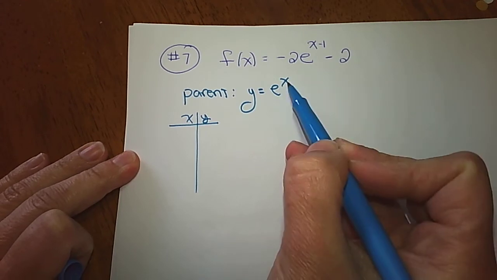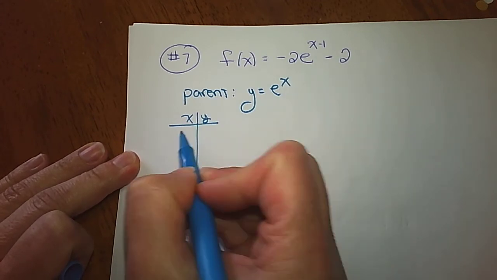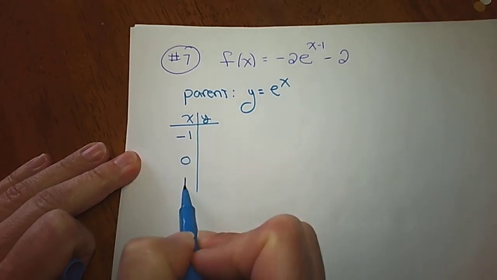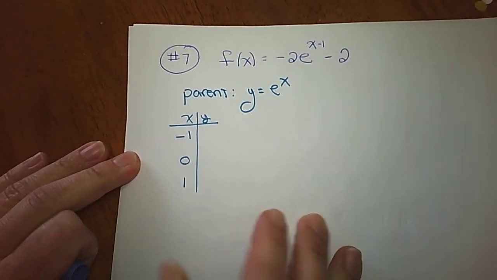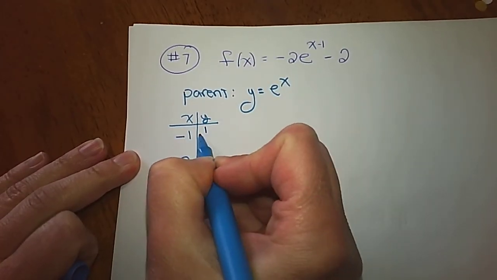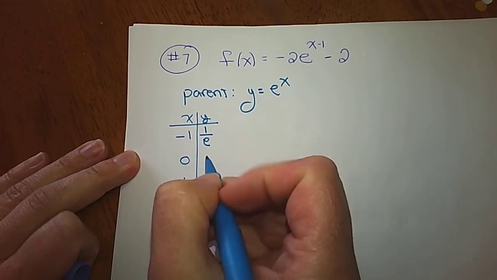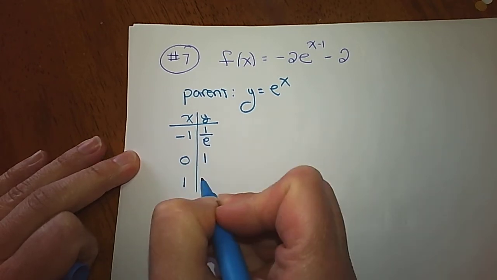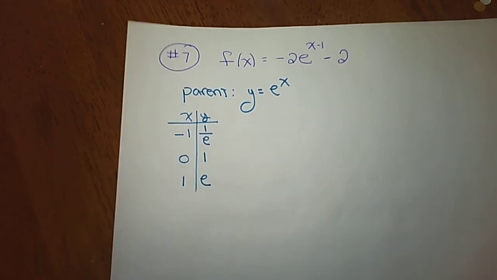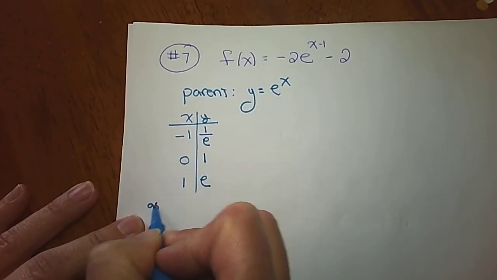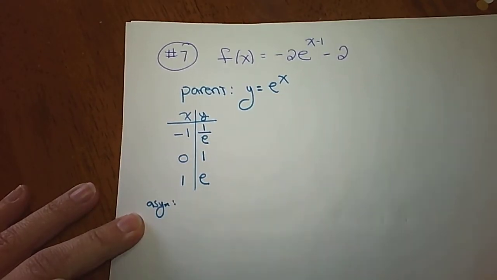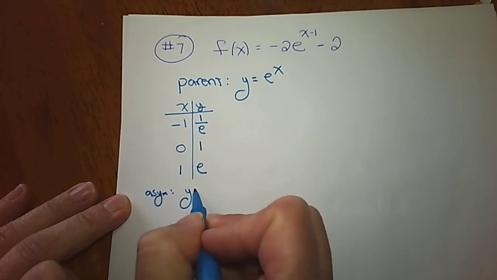If you notice, x is in the exponent, so that means I'm putting my negative 1, 0, and 1 down the x column. So e to the negative 1 would be 1 over e, e to the 0 is 1, and e to the first makes e. And the asymptote for a basic exponential graph is always going to be y equals 0.